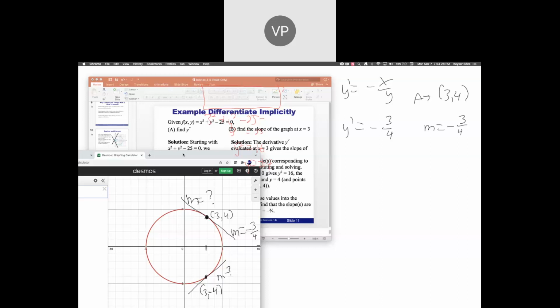but now here's my derivative at 3, negative 4. So when I plug this in here, I get a negative 3 over negative 4. This one gives me a positive 3/4, and that's what this slope is down here.